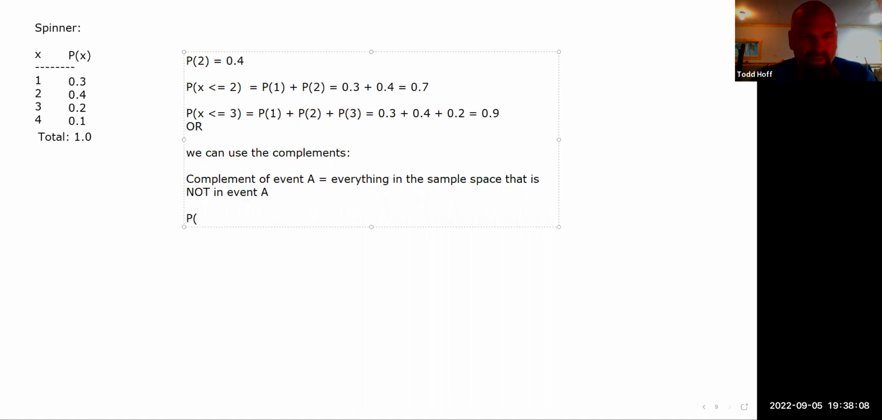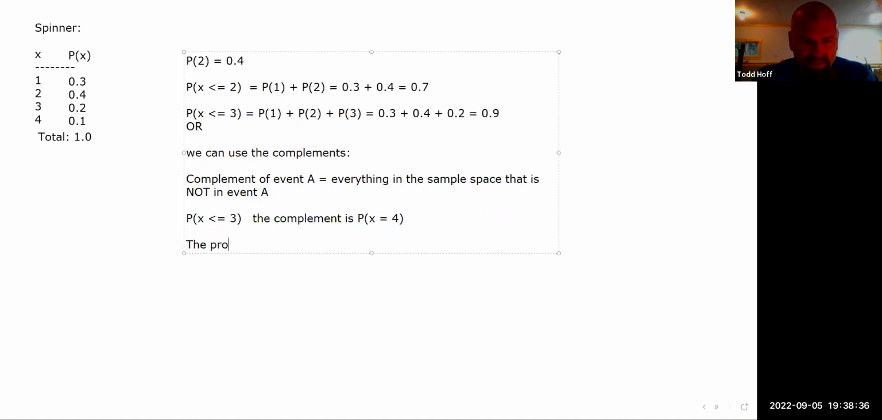So for the probability of x being less than or equal to 3, the complement is x being equal to 4. That's the only result that's not in that event. The sample space was 1, 2, 3, and 4. Less than or equal to 3 included the 1, 2, and 3. So 4 is the only thing in the complement.